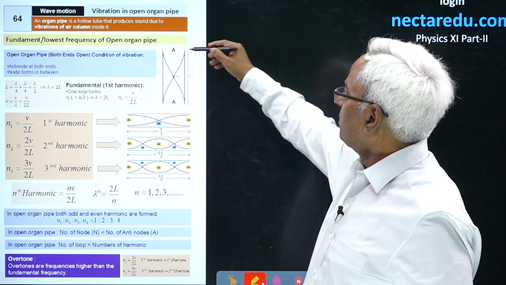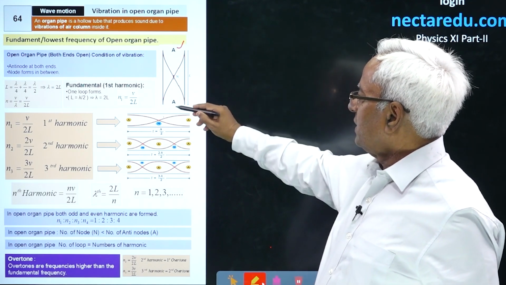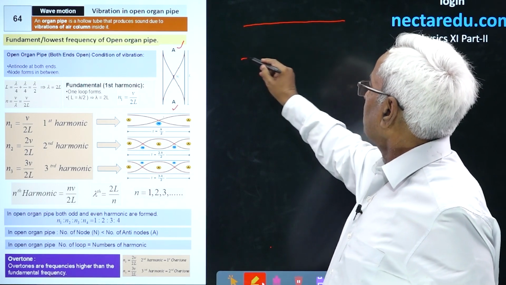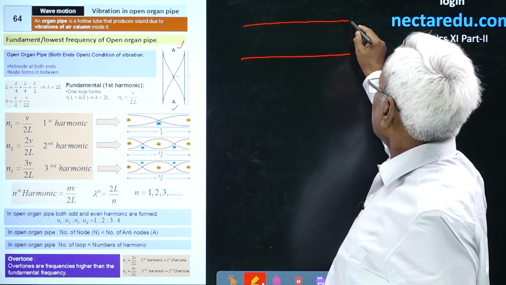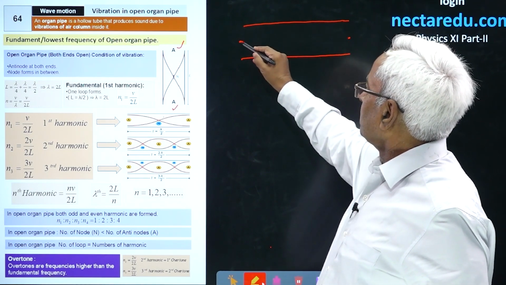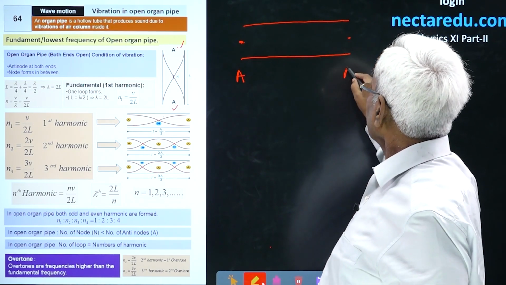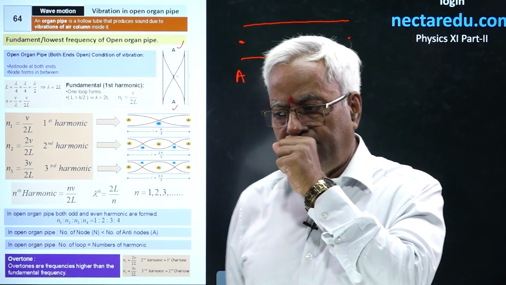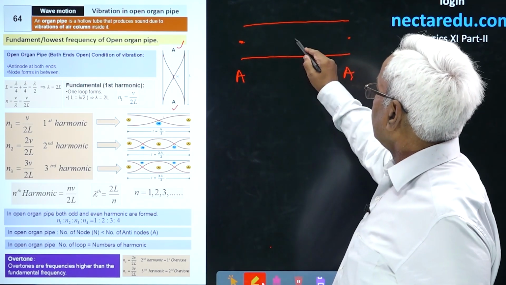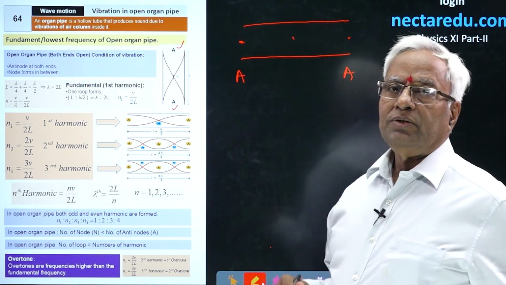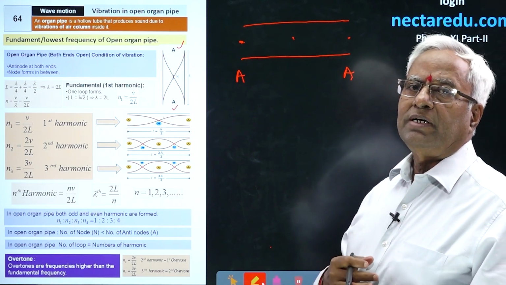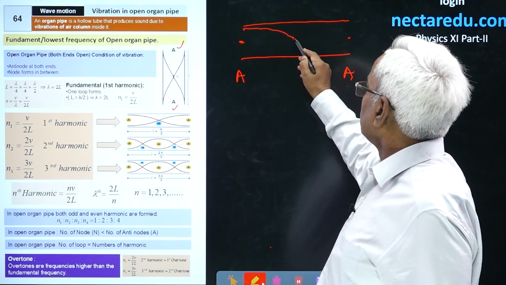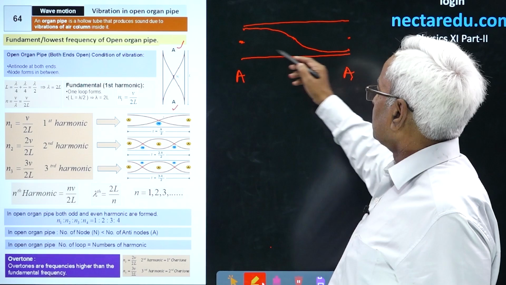When we say open organ pipe, you see one end is open here, the other end is also open. And when the end is open, obviously there is a freedom of vibration. That is why we will assume that antinodes are always formed at the ends. And two antinodes can never be together. That is why there must be one node in between. So, the minimum possibility, or the simplest case that is possible, is antinode over here, node in between, and antinode at the other end.